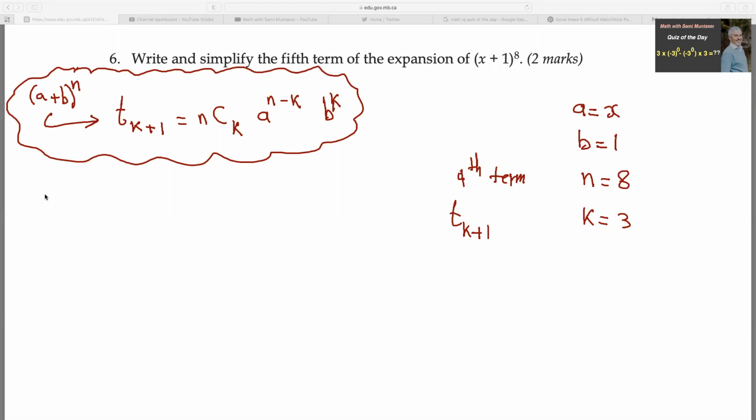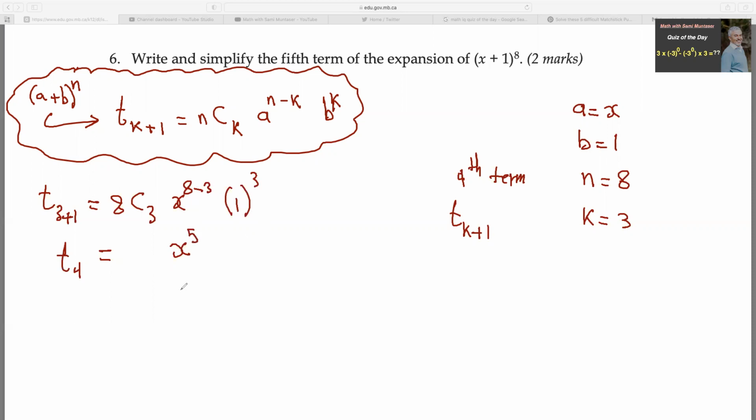So now I'm just going to start filling in my equation. T3 plus 1 equals 8 choose 3, a, which is x to the n minus k, which is 8 minus 3, and then b, which is the 1 to the power of k, which is 3. So T4 equals 8C3, I'll find that on my calculator, times x to the 5, because 8 minus 3 is 5, and 1 to the power 3 is just 1, so you don't have to write that.